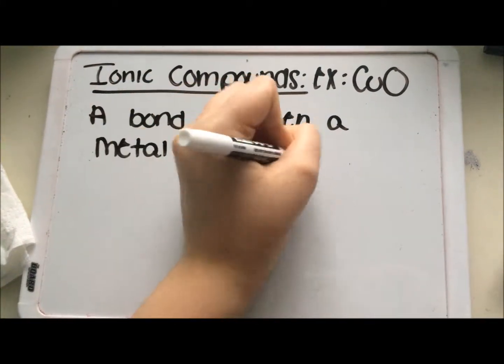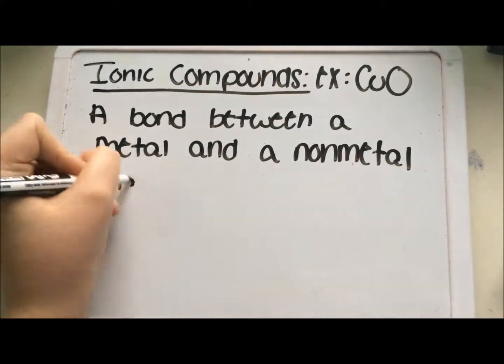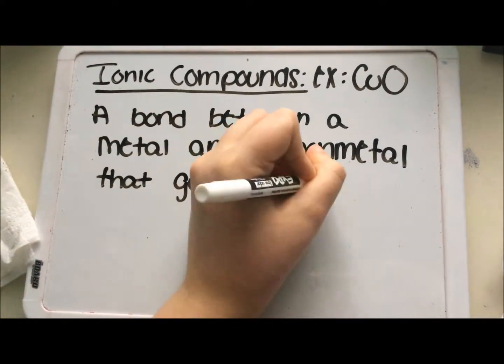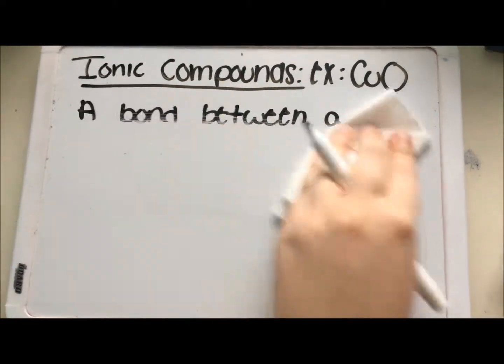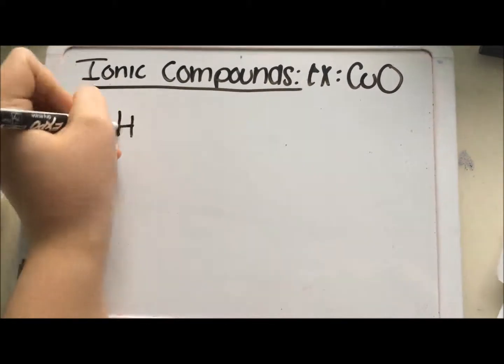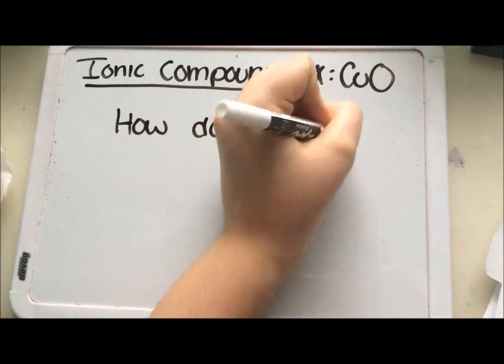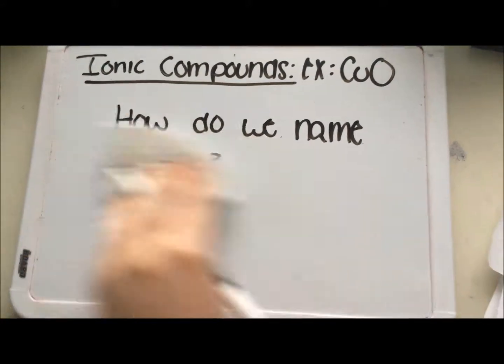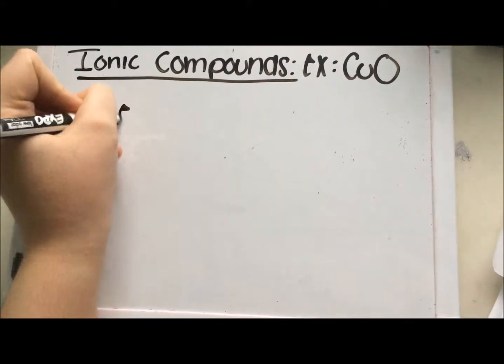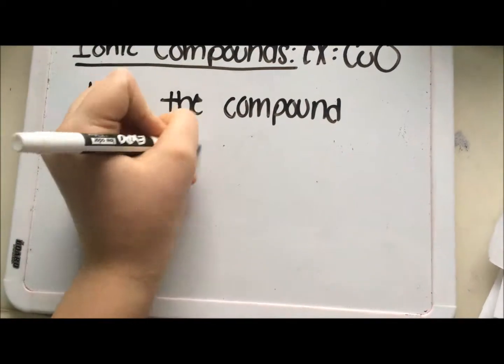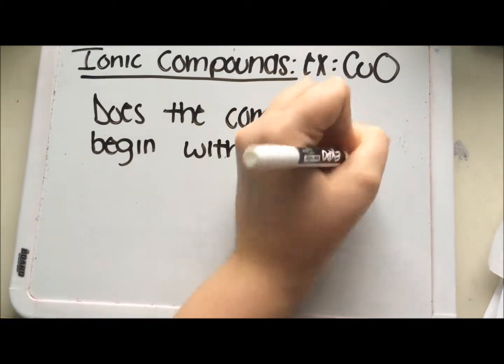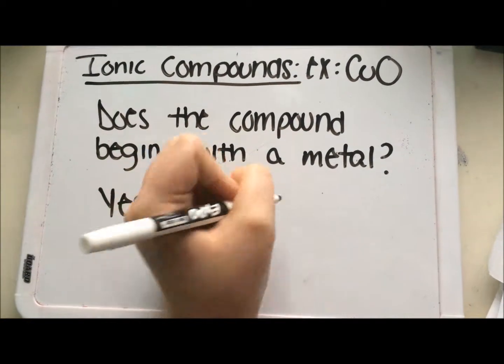An ionic compound is a bond between a metal and a nonmetal that gain or lose electrons. So, how do we name this? Does the compound begin with a metal? Yes, it does.